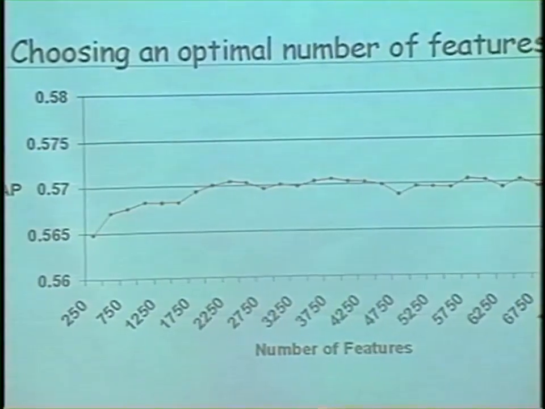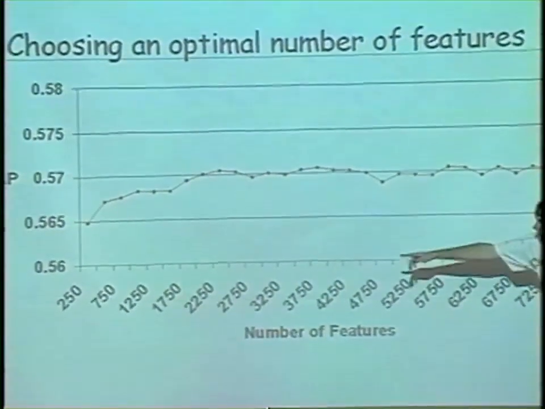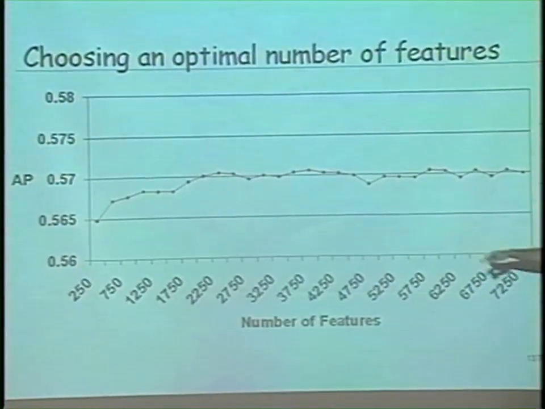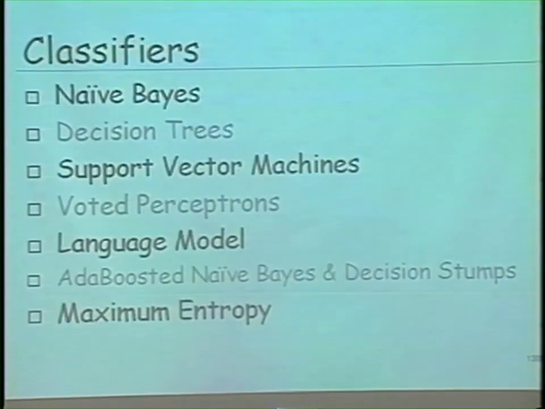So I ran one of our classifiers and counted up the number of attributes. I ran one with 250, 500, and so on, out to here. And you notice that after about 2,500 features, there's really no gain. This is good for us because it means we can make fairly compact models which train quickly. And so that's what we did. We tried training a variety of classifiers. You see them here. I'm only going to talk about the ones in black because the ones in gray didn't work.